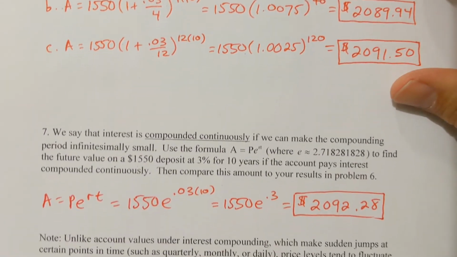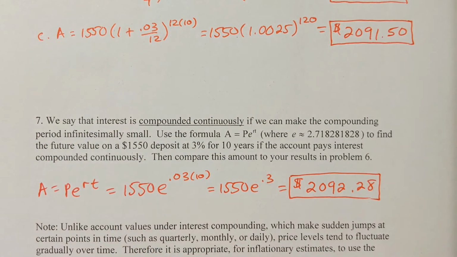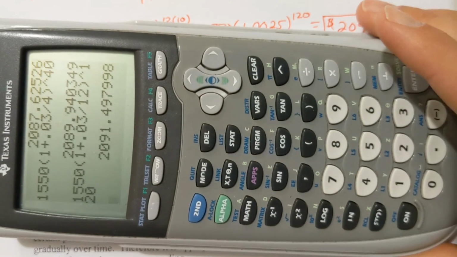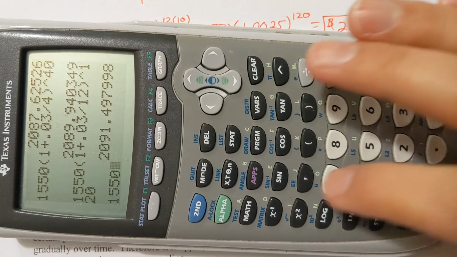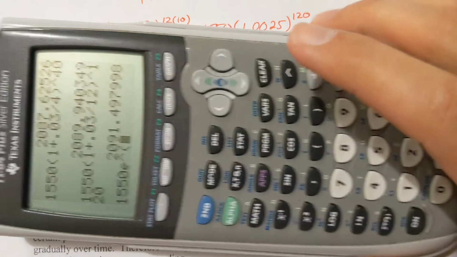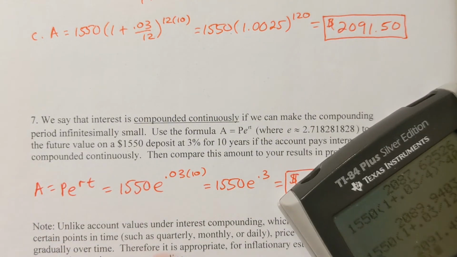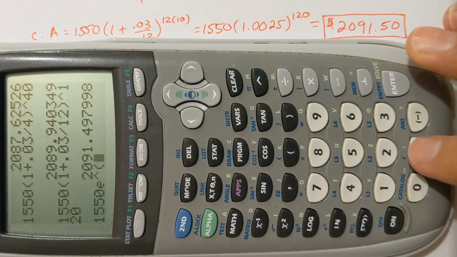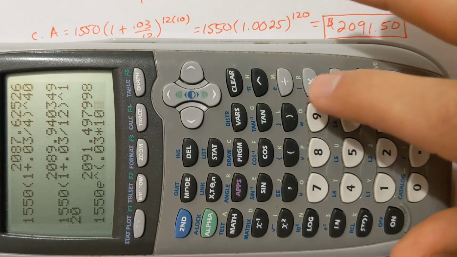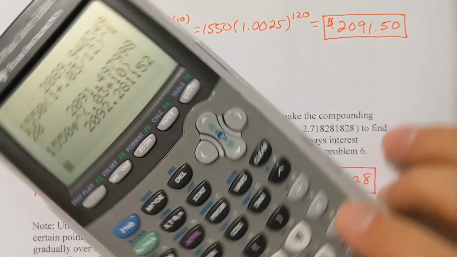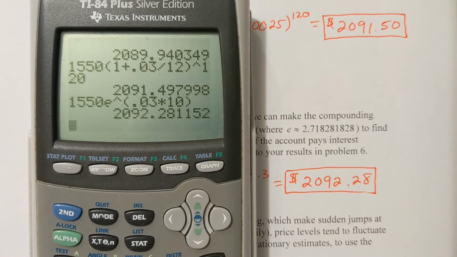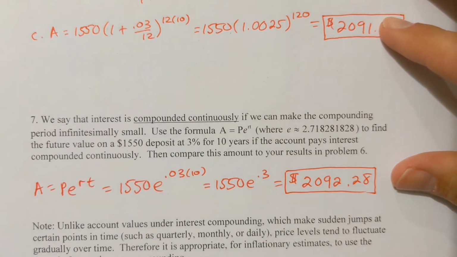Well, since I'm compounding continuously, I'm going to be using the PERT equation. And so I'll take 1550 times e to the power 0.03 times 10. And of course, make sure that you've got parentheses around that entire exponent, rt. And I'm getting $2,092.28 is how much he'd get back. And that's going to be the most money that he'd get back there.